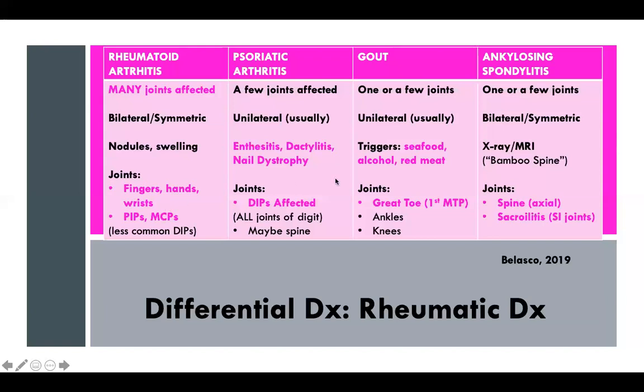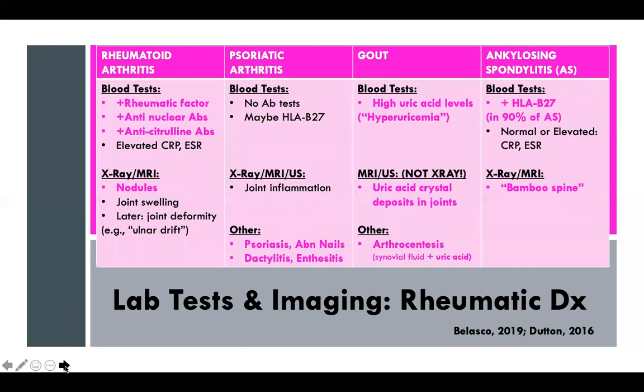Psoriatic arthritis typically presents with psoriasis. So I know that's not on here, but we'll discuss that. And then these inflammatory components at nails or insertion of tendon, ligament to bone, swelling of whole digits. Gout with triggers commonly affects the great toe. Ankylosing spondylitis commonly in the spine, and we're going to see some imaging findings as well that are unique to ankylosing spondylitis.